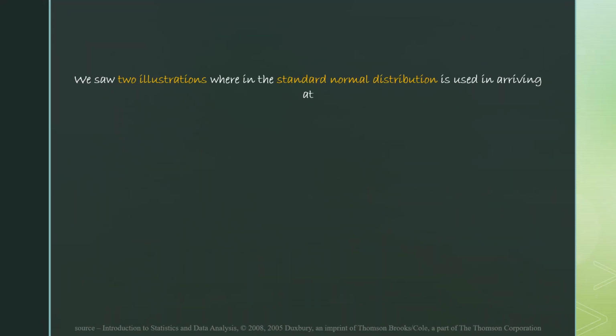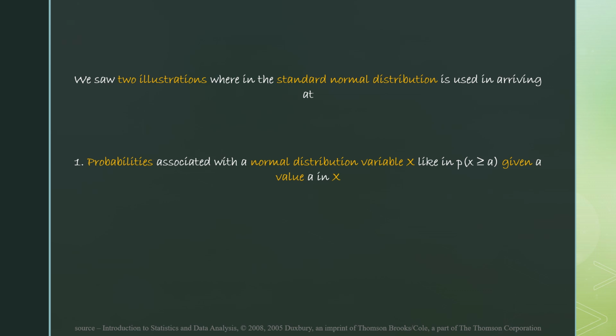We saw two illustrations wherein the standard normal distribution is used in arriving at: one, probabilities associated with the normal distribution variable x, like the probability of x greater than or equal to A given a value A in x, and two, values in the normal distribution variable x given their associated probabilities.